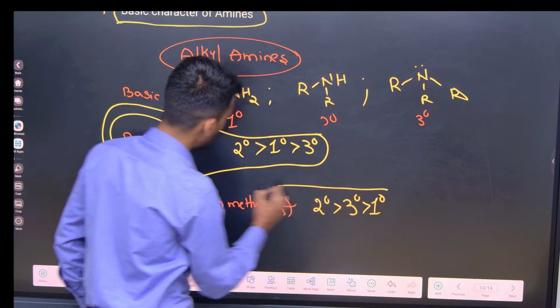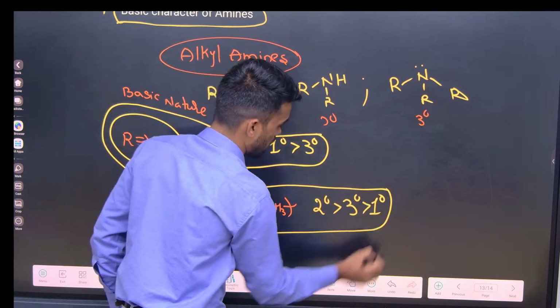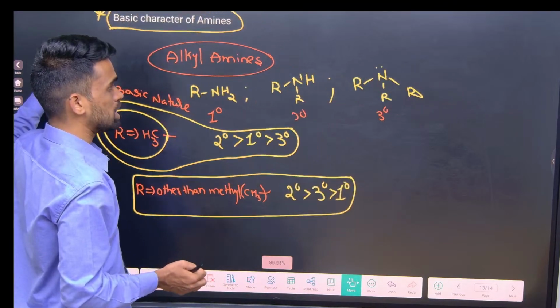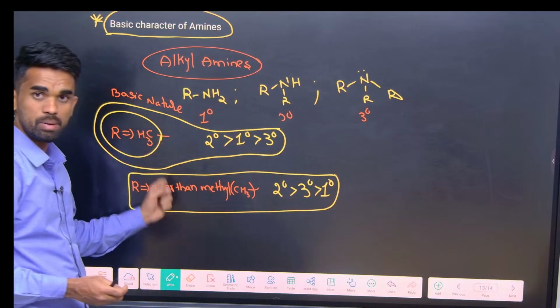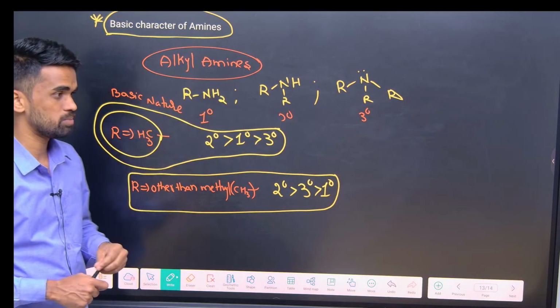Okay. So this is a basic nature. So why is this order varying like this? See, actually, what do we mean by basic nature? First of all, remember this thing. Next, learn the concept here, what I am saying here.